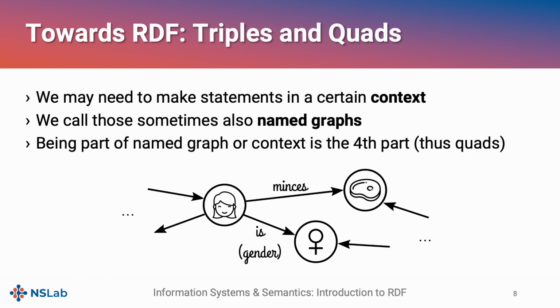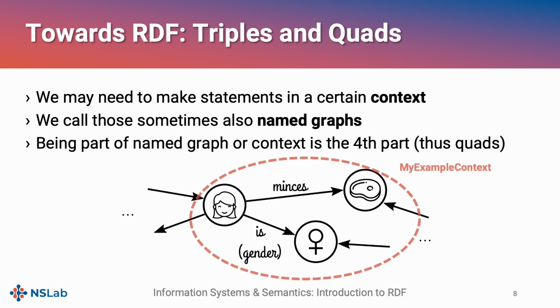When we have RDF statements or triples represented as a graph, we can also create some subgraphs or named graphs when we are having some statements in a specific context. For example, here we state that Eve minces meat and that Eve is a woman in the context of my example context. This is denoted by the dashed ellipses to denote that this is just my example for this presentation.